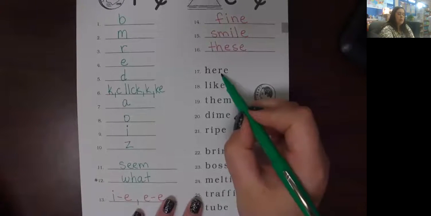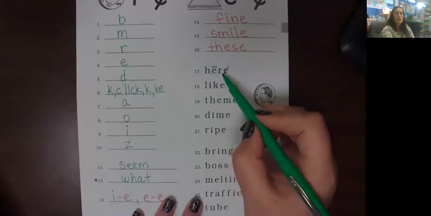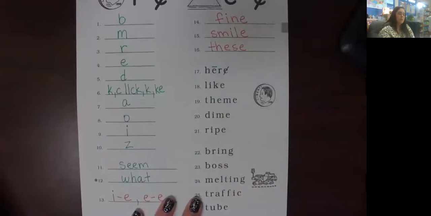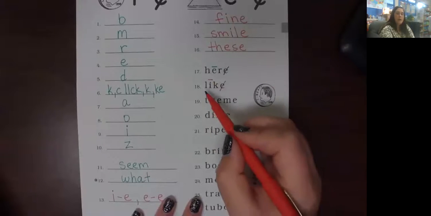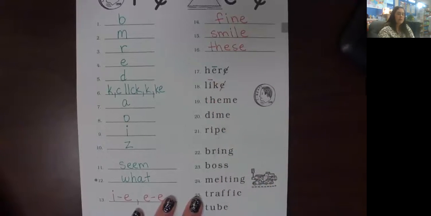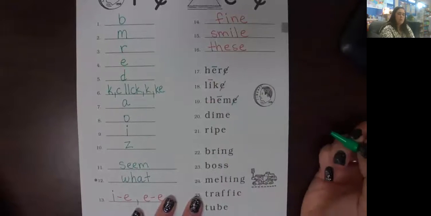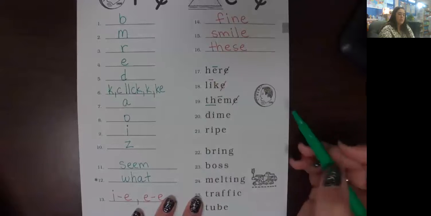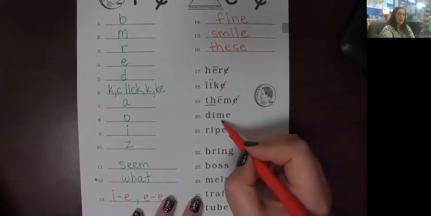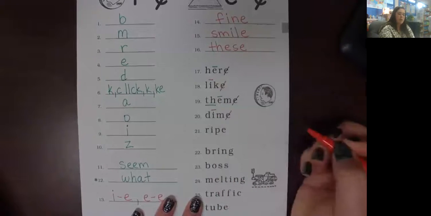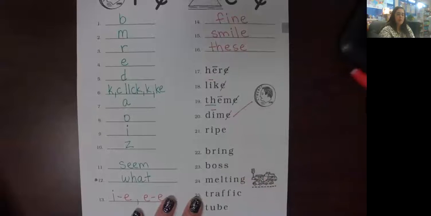First word, E consonant E. Cross out sneaky E, macron on the first E. Here. Next one, I see I consonant E. Cross out sneaky E, macron on the I. Like. Next one, E consonant E. Cross out sneaky E, put a macron on the first one. And we have digraph TH. Theme. Next one, I see I consonant E. Cross out the E, put a macron on the first one. Dime. There's our picture of a dime.